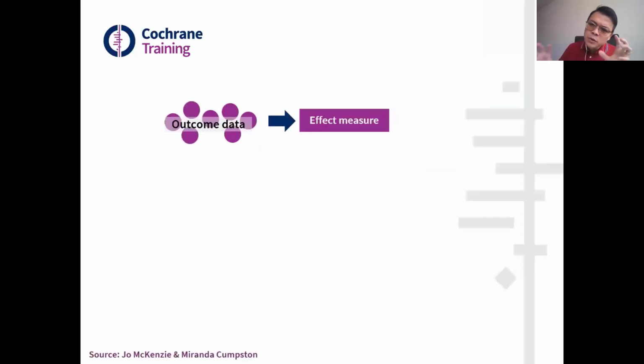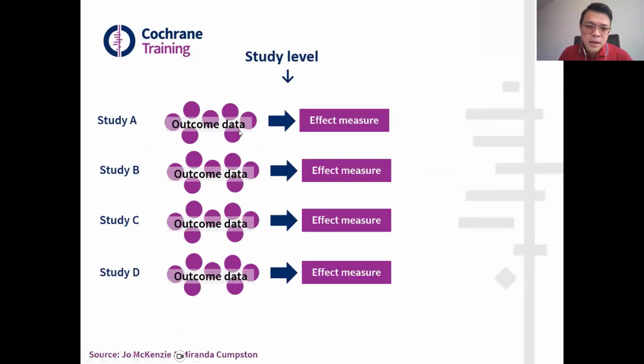So first, why do we need to understand outcome data? Well, when conducting a review, a critical step is understanding, collecting data from the individual studies included in our review. And each of these studies, so for example, here we have study A, study B, study C, study D. Each of these studies measures outcomes from its individual participants. And our job is to select and calculate a consistent effect measure across these studies.